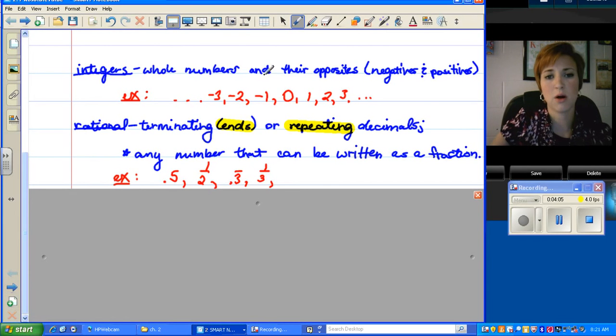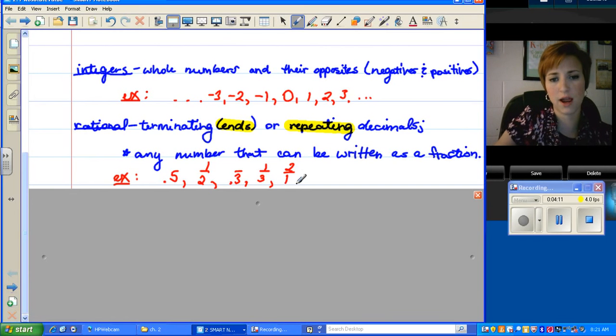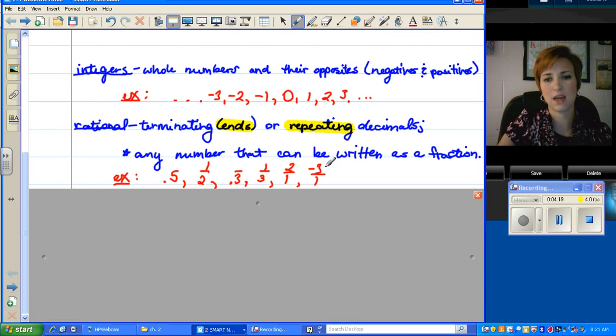And I can grab a whole number like 2 and say 2 over 1, so I can write a whole number as a fraction. Same way I can write an integer. I can take negative 3 and write it over 1. So rational numbers are anything that can be written as a fraction. That's the big one.